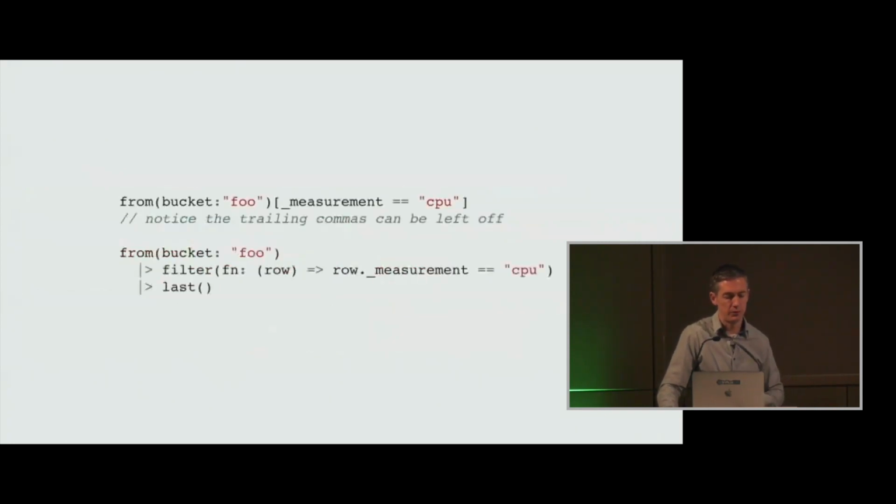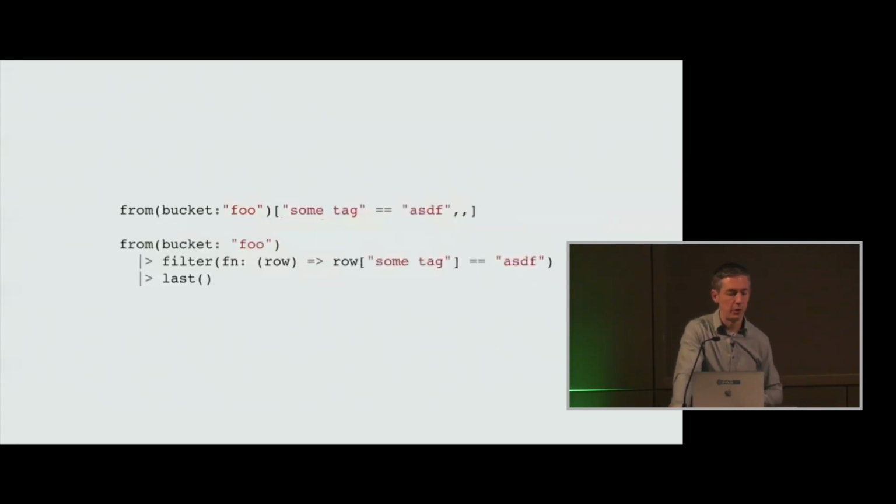So here's a much shorter one, which is basically just get me the last value from the CPU measurement, right? So from, and then the matcher is there. The other 2 elements in the brackets are basically just left off, right? So the top piece is equivalent to the bottom piece. You could also put the columns in there if you care about it.